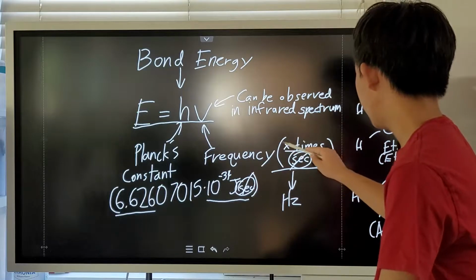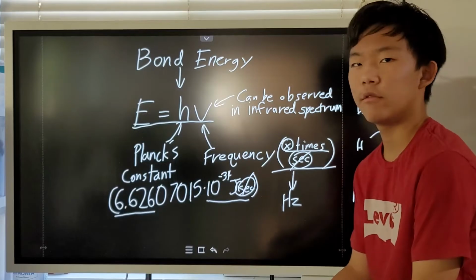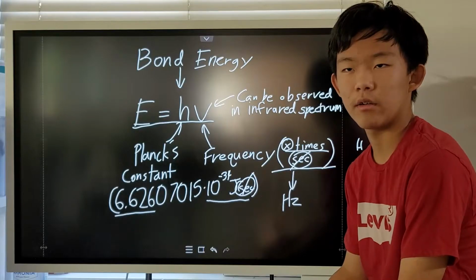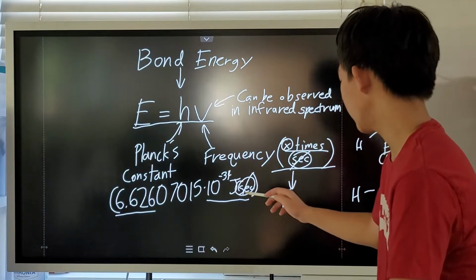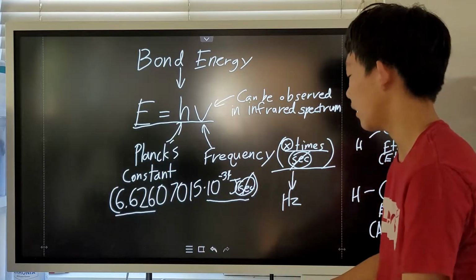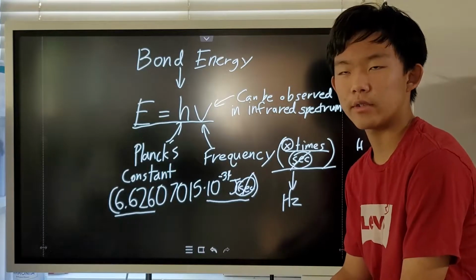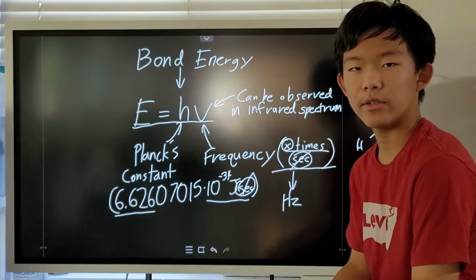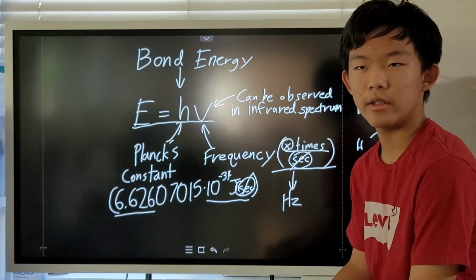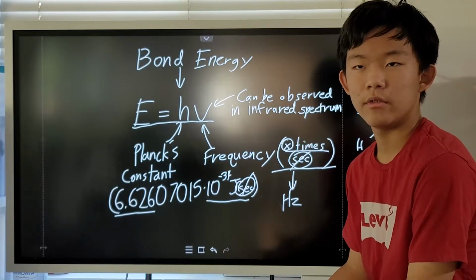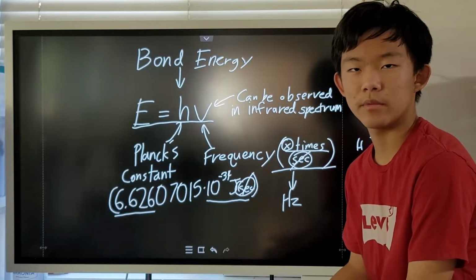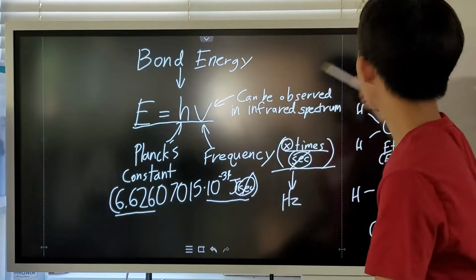Frequency, v, is measured in x times per second, which is often referred to as hertz. When we multiply the two of them together, because the second is in the numerator and this second is in the denominator, these 2 seconds will cancel each other out, and eventually we're going to get a quantity in the unit of joules. Joules is the unit for energy, and this confirms that our formula is correct.